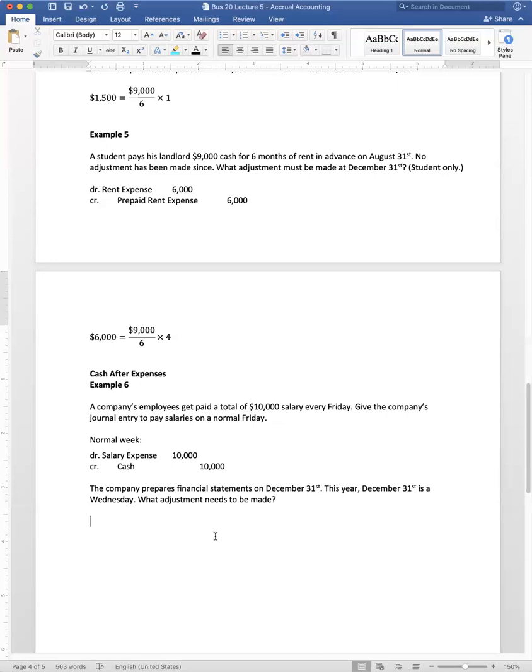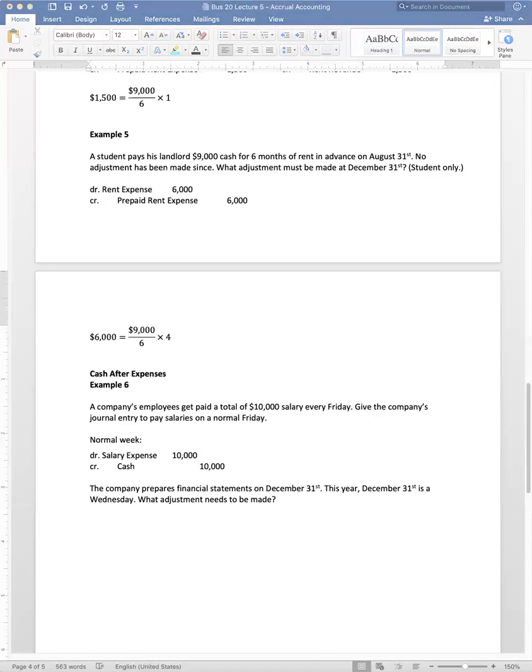So in order to properly match the expenses and the revenues together, in order to get that accurate calculation of profit, we need to make sure that the salary expense from Monday, Tuesday, and Wednesday is recorded in December. So even though it's not Friday, even though it's not the day the employees are getting paid, because it is the year end, we have to record those 3 days of salary expense.